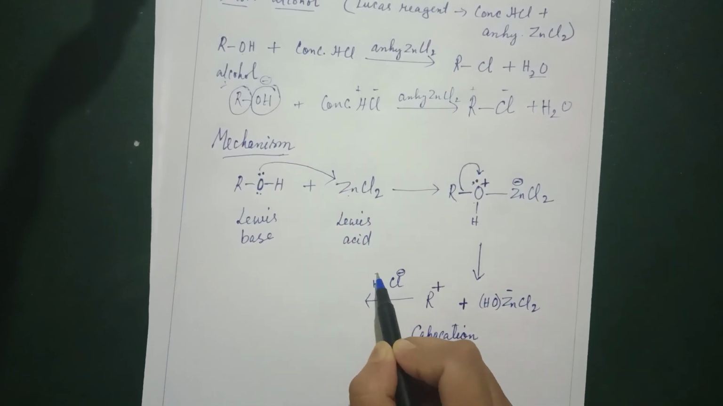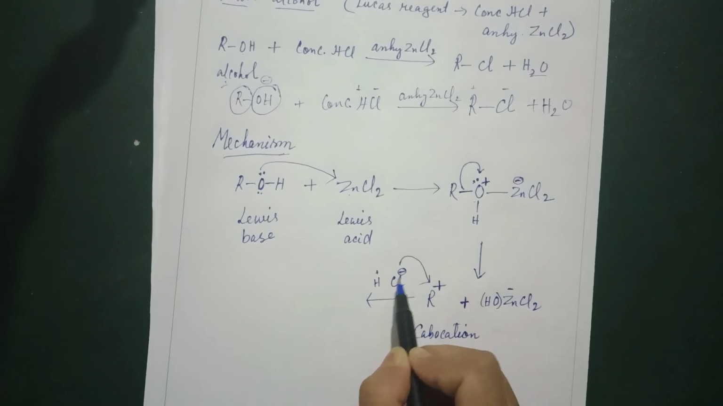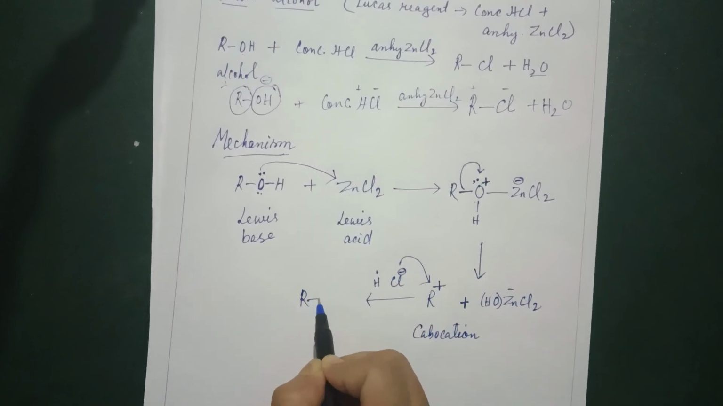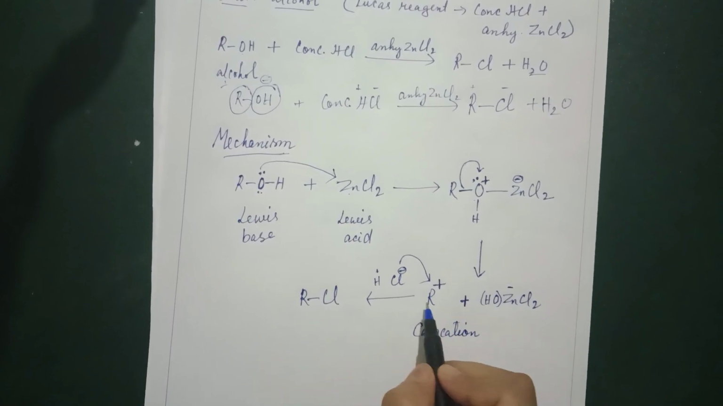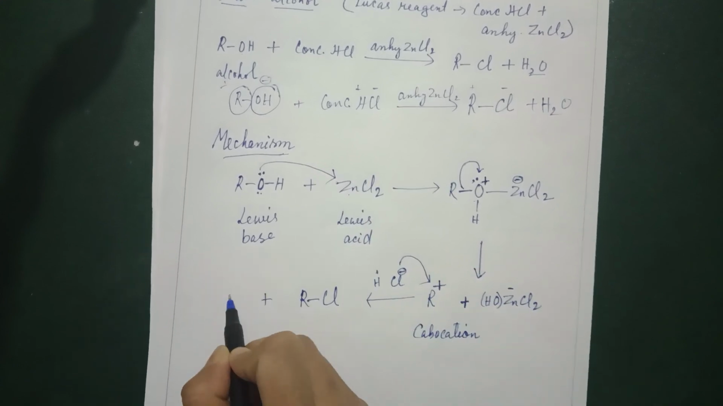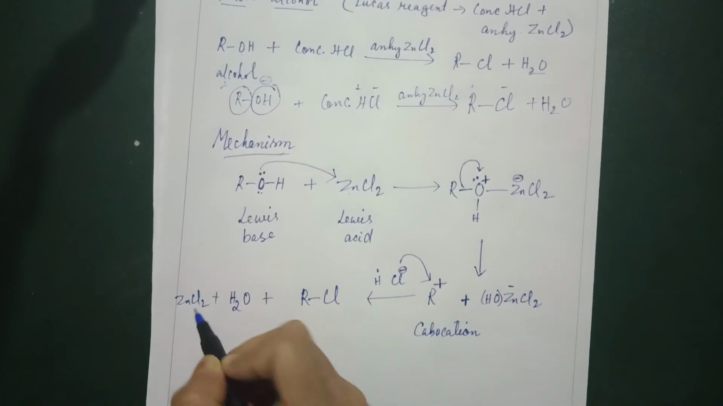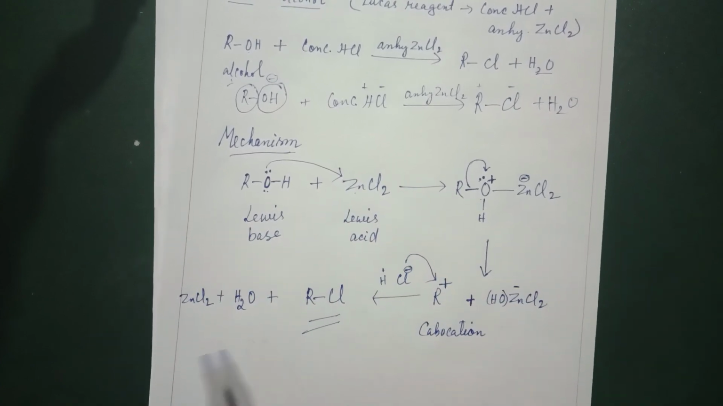Now let's write in this form. This Cl minus being negative and this being positive will try to form a bond with R plus, always from the negative towards the positive. So it will form R–Cl. Now our compound has formed, our aim has been achieved, that means alkyl halide has formed. Now what is remaining? This OH and this H will combine to form H2O, and this ZnCl will form ZnCl2. So in this way alkyl halide is formed. This is the mechanism of the reaction, how it is brought into the product.